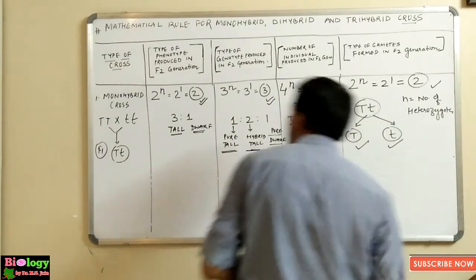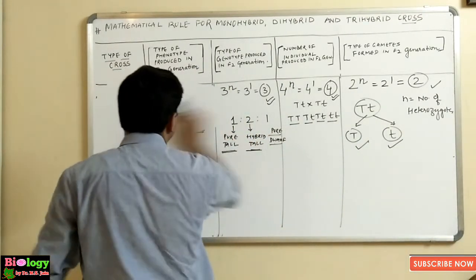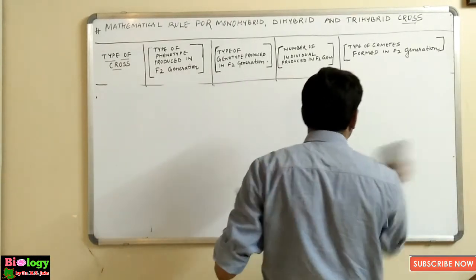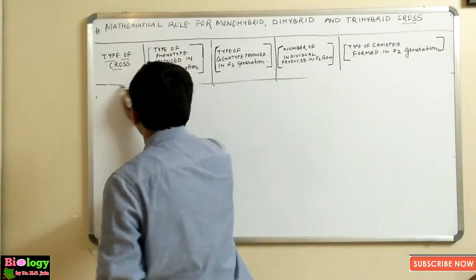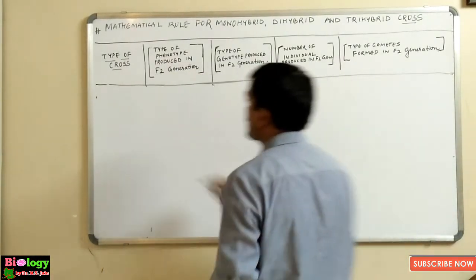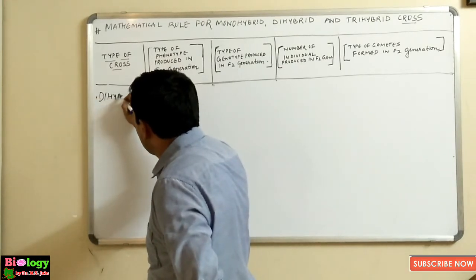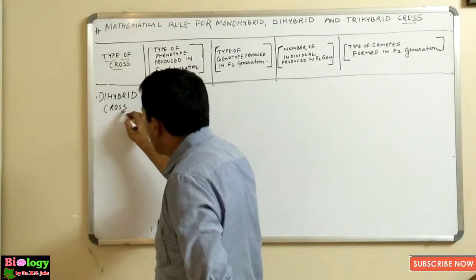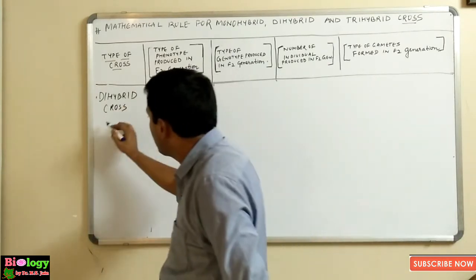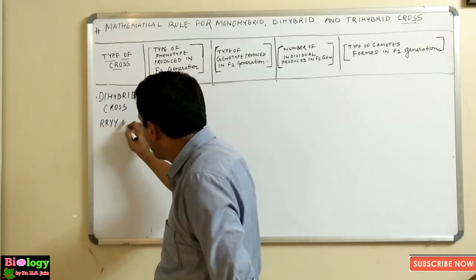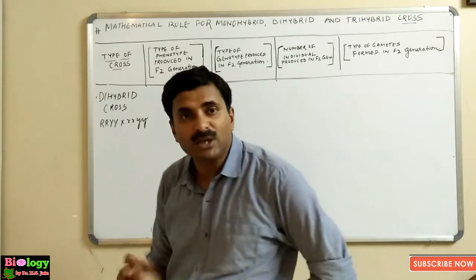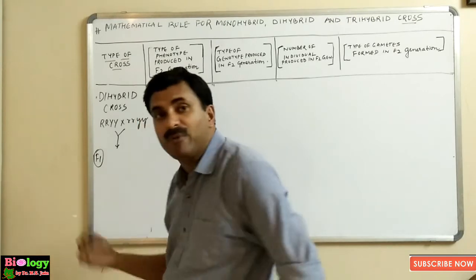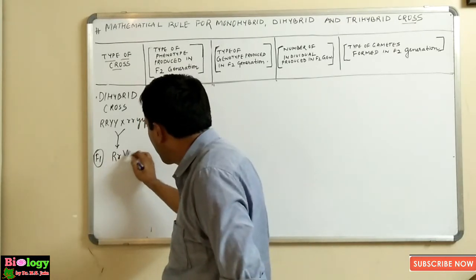Now see another one, the dihybrid cross. We have calculated the phenotypic ratio and the genotypic ratio of a dihybrid cross in detail in my previous videos. Today I am using the mathematical rule for the dihybrid cross. You know very well, in a dihybrid cross I take 2 characters: capital R capital R, capital Y capital Y, small r small r, small y small y. It means I have taken 2 pairs of contrasting characters. When I cross them together, in the F1 generation I get a heterozygote, capital R small r, capital Y small y.